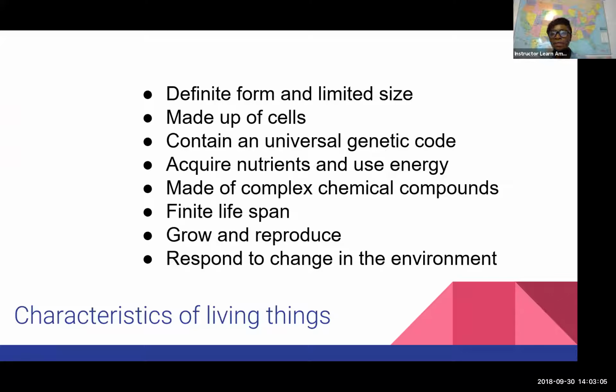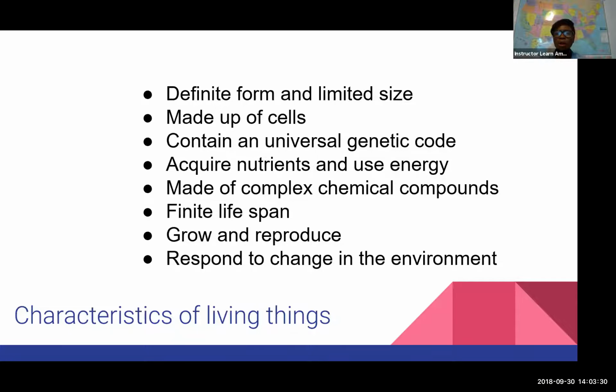Now, the characteristics of any living thing will definitely show that it has to have a definite form. It has limited size. Anything that's considered to be living is made up of cells, as the cell is the basic unit of all living things. Living things contain some sort of genetic code. It's universal for all living things.